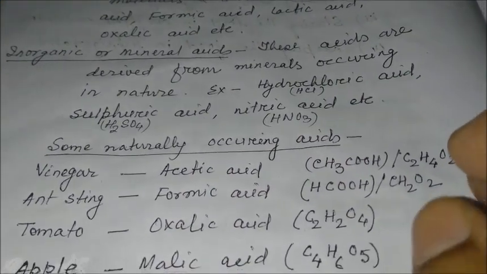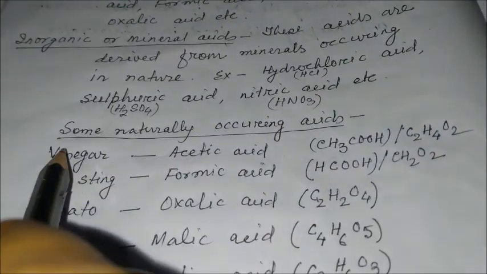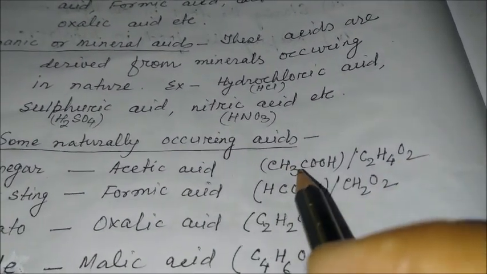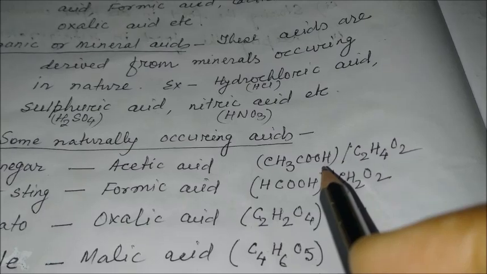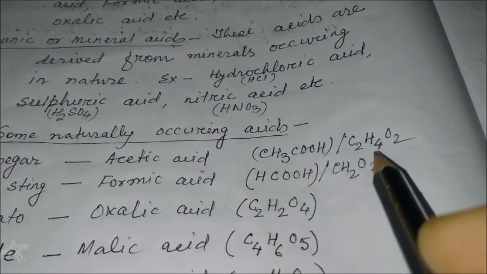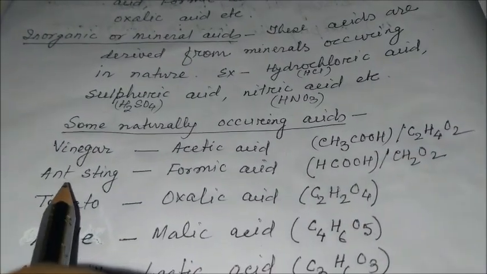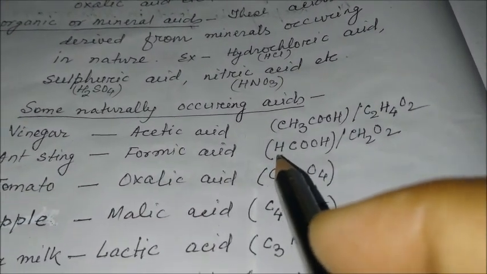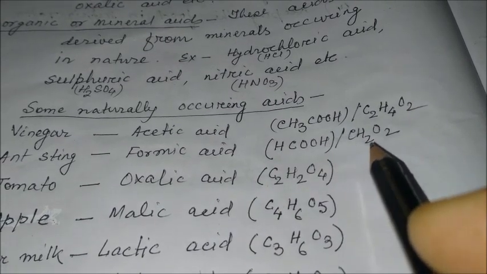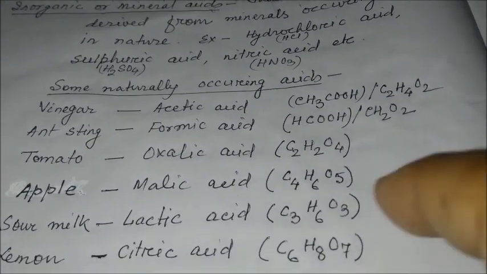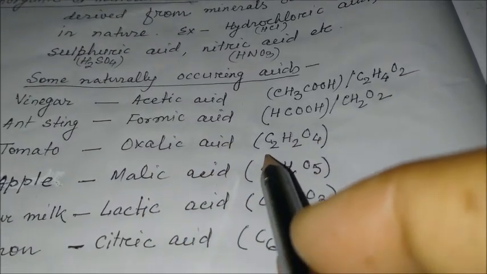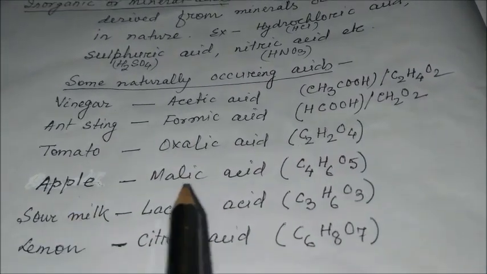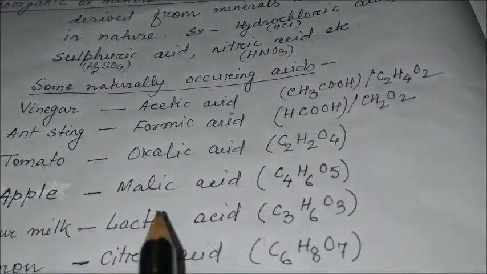Now about some naturally occurring acids. In vinegar, acetic acid is there. Chemical formula of acetic acid is CH3COOH or C2H4O2. In case of ant sting, formic acid is there, having the chemical formula HCOOH or CH2O2. In tomato, oxalic acid is there. Chemical formula of this oxalic acid is C2H2O4.